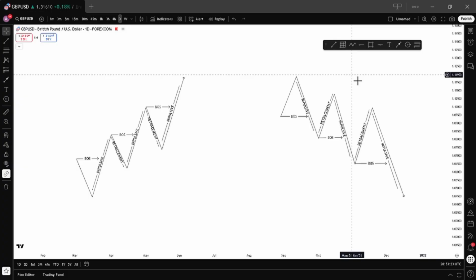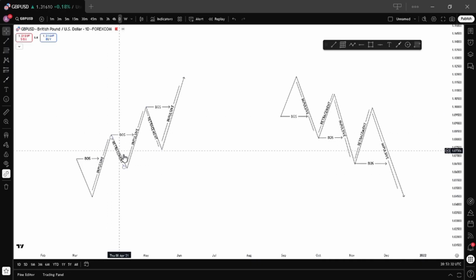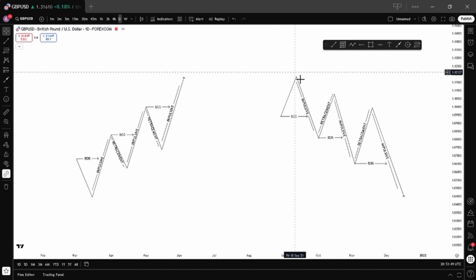So a trend is defined by a series of highs and lows, right? If the market is making a series of higher highs and higher lows, we can say that the market structure is bullish. Alright, so this is our higher high, this is a higher low, higher high, and higher low. And on the flip side, when the market is making a series of lower highs and lower lows, lower high, lower low, lower high, and lower low, you can simply say that that market structure is bearish.